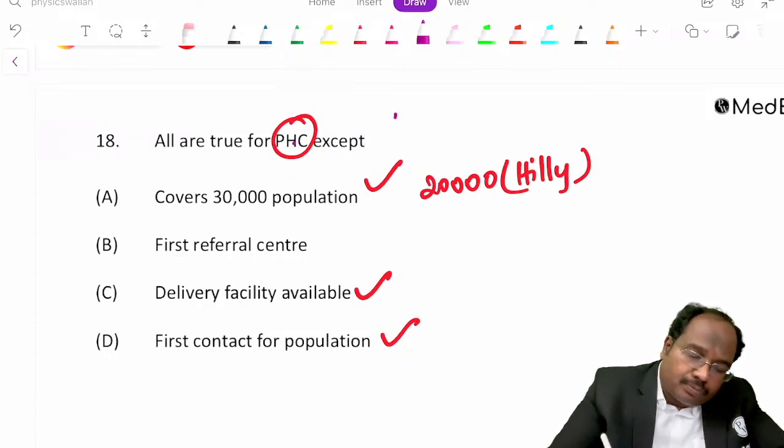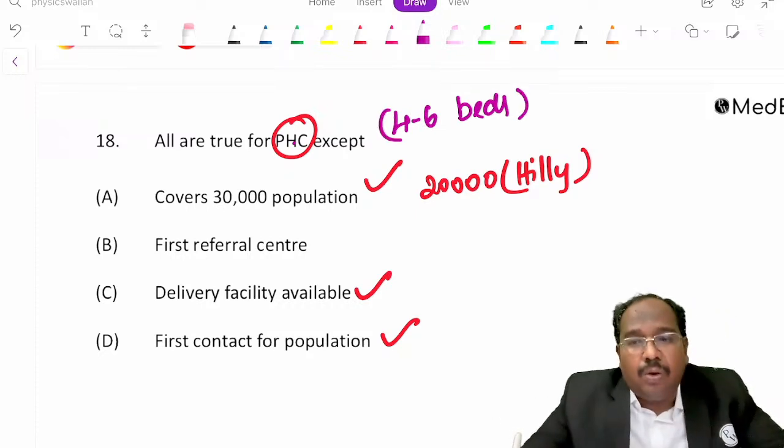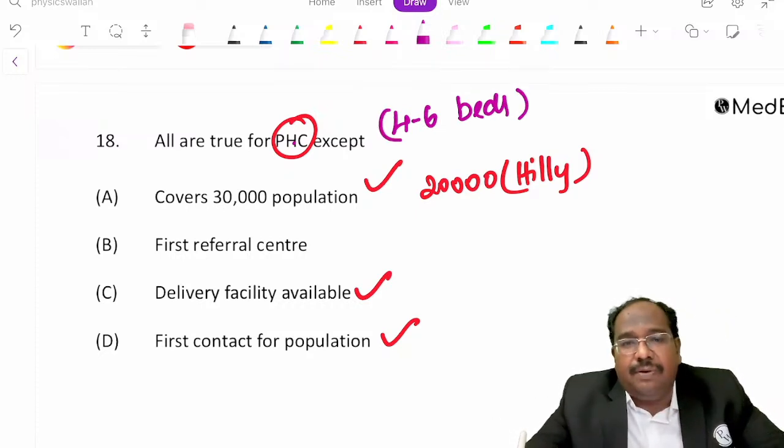So this is PHC. 4 to 6 beds will be there. Medical officer will be there. Lab technician will be there.